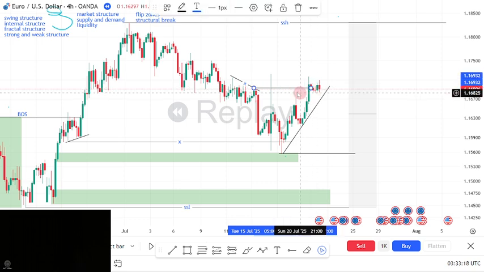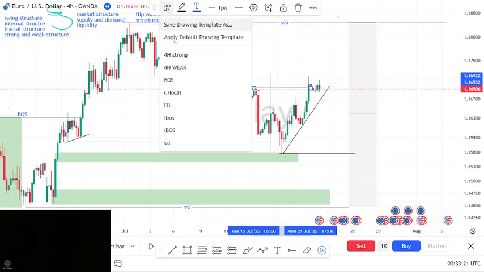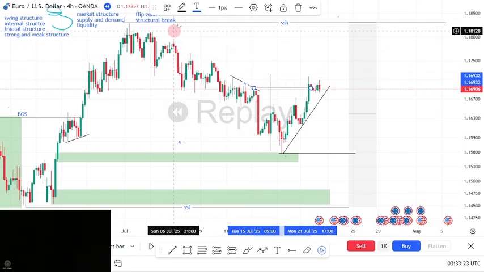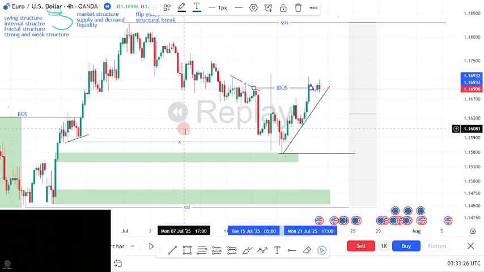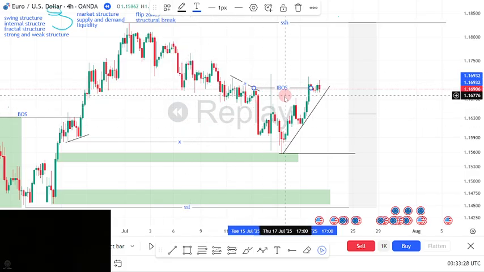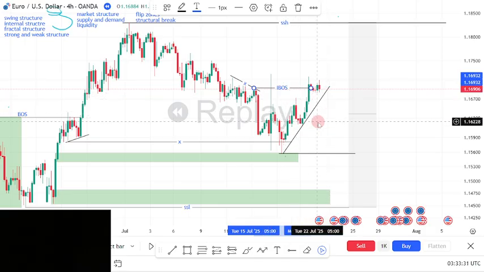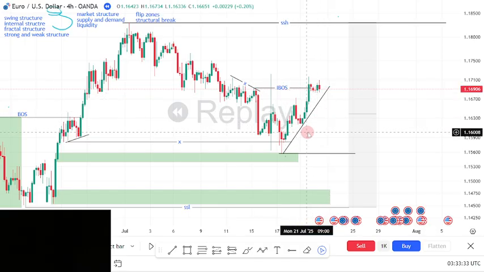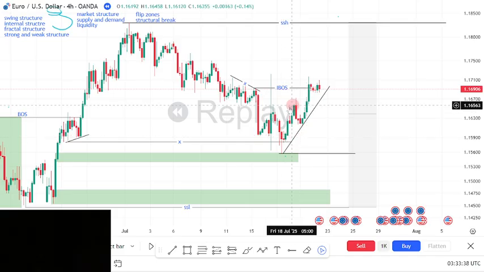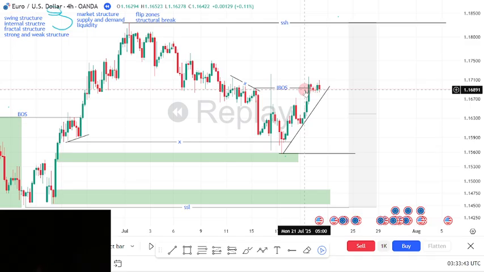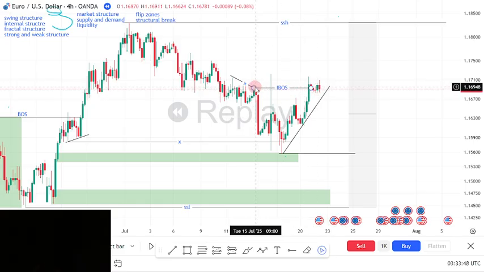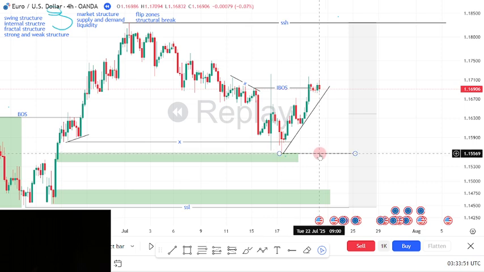The moment price breaks this, here will be what we call an IBOS, an internal break of structure. So when we get an IBOS like this, then I have to step into the lower time frame, because now here is a strong structure. So here is my strong internal structure.